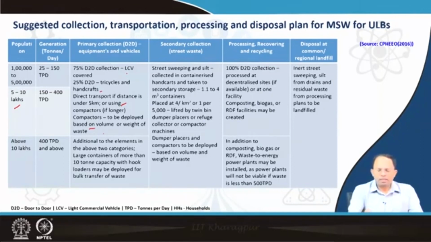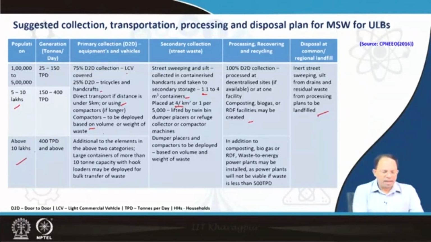Street sweeping and silt collected in containerized hand carts and taken to secondary storage, 1.1 to 4 meter cube containers, and again placed at 4 per square kilometer. Same rules are there, and 100% D2D collection processed at decentralized sites. Composting, biogas and RDF facilities may be created for these urban areas. And same, the inert waste, street sweeping waste, silt goes to the final landfill site.